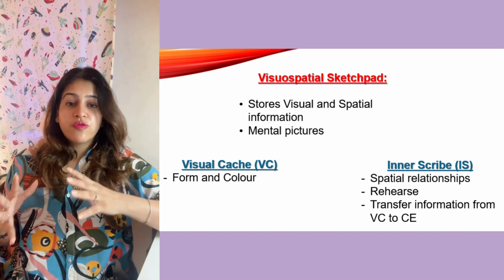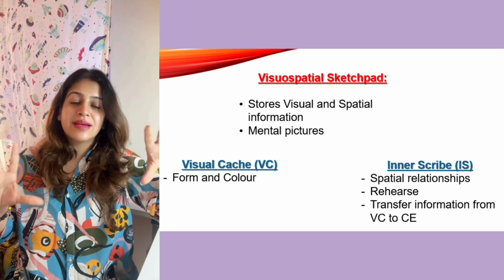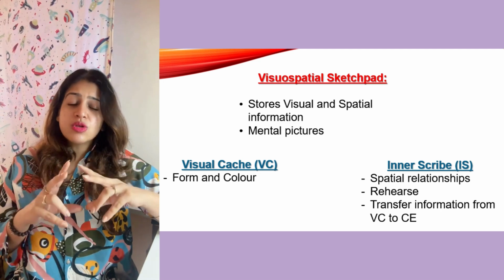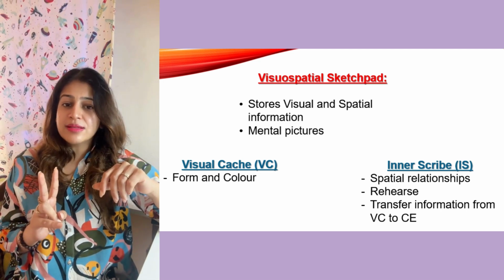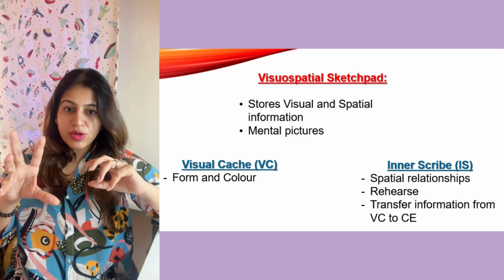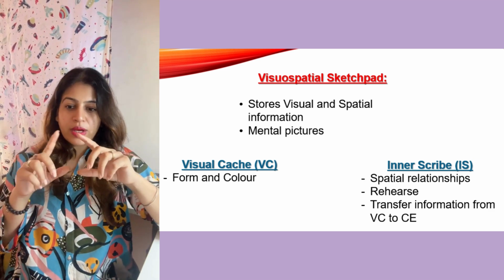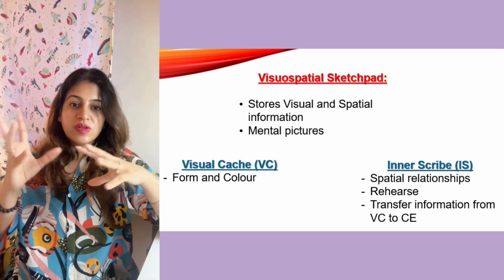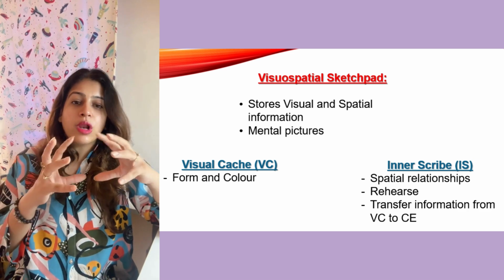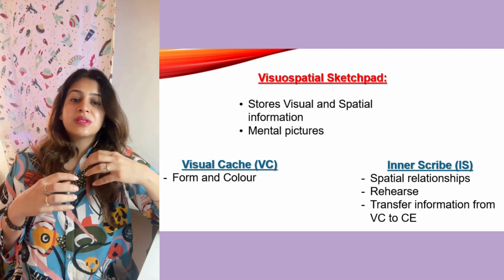Then next comes your visual spatial sketchpad. Like I told you before, anything that you are seeing gets stored in your visual spatial sketchpad. It is also further divided into 2 categories. Visual cache, that is VC. All the colors and forms that you see come into this. So you understand, okay, this is a rectangle, this is a cube, this is a sphere, or what the colors of it are. So its shape, its form, its color all get stored in this subcategory of visual spatial sketchpad.